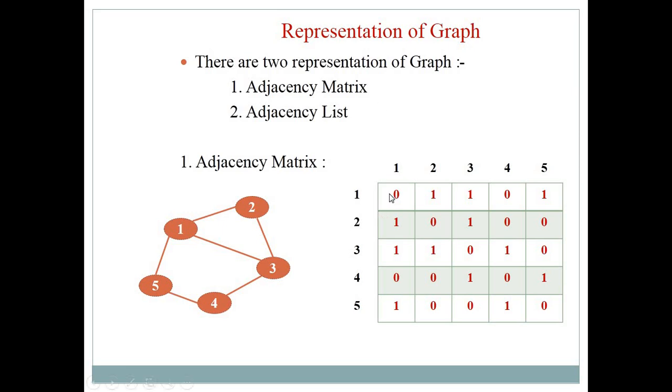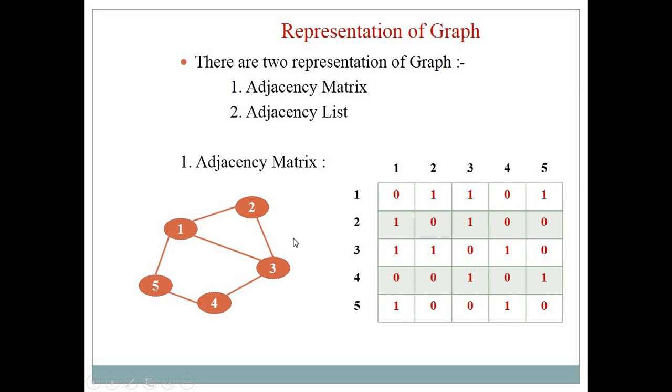So here 1 to 1, no directed path or directed edge is available. So 1 to 1 is 0. 1 to 2, 1 edge is available. So this is 1. 1 to 3, 1 edge is available. This is 1. 1 to 4, no direct edge is available. So 1 to 4 is 0. 1 to 5, 1 edge is available.